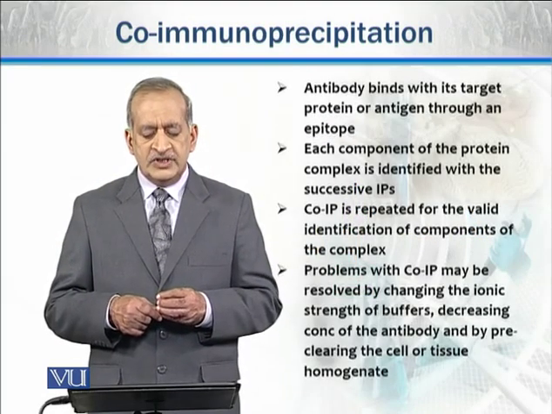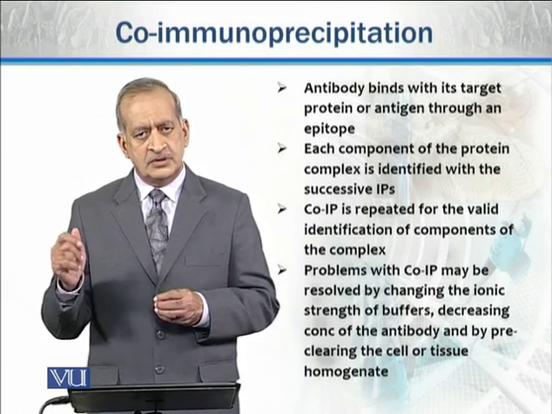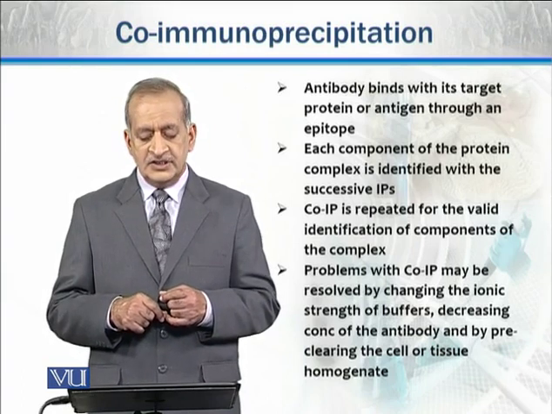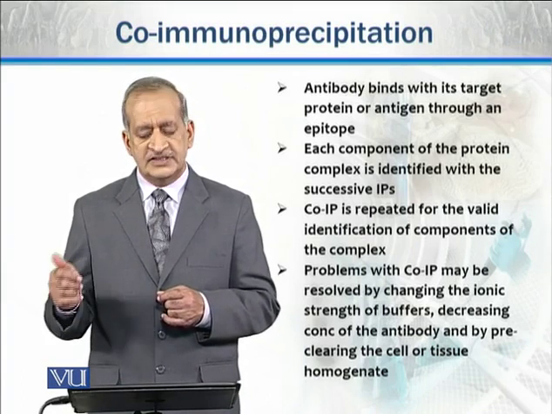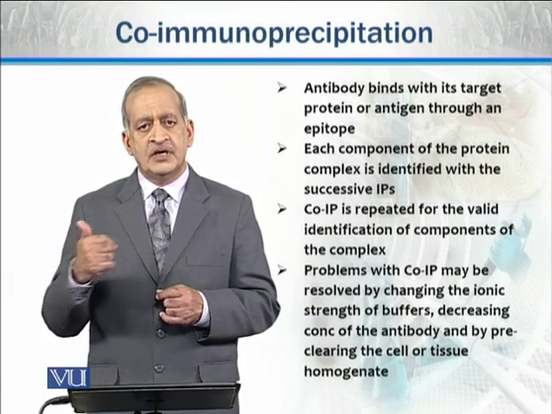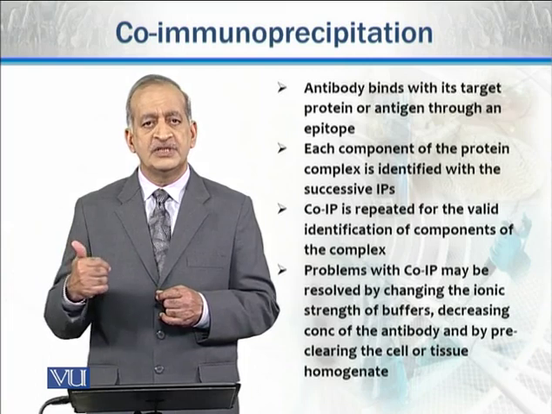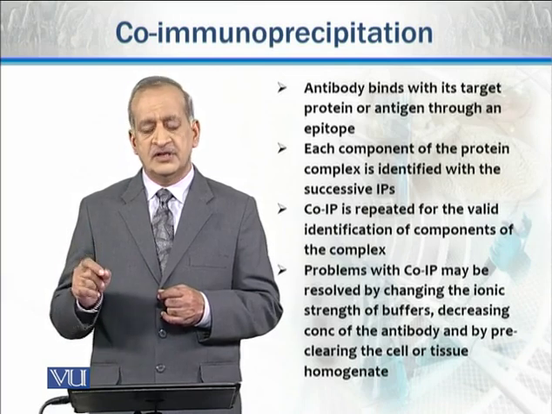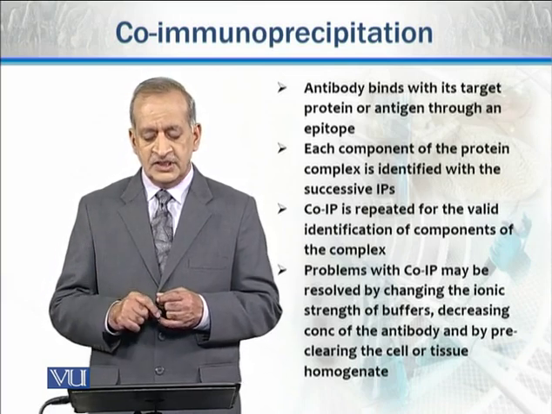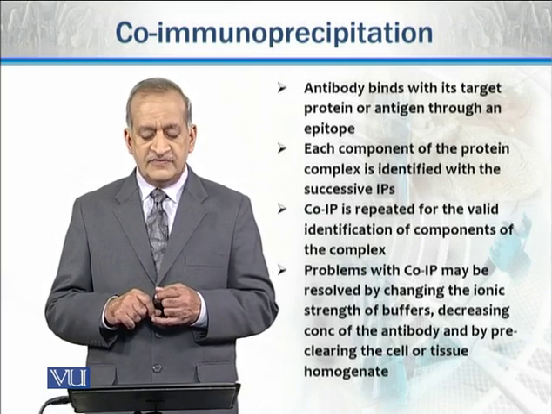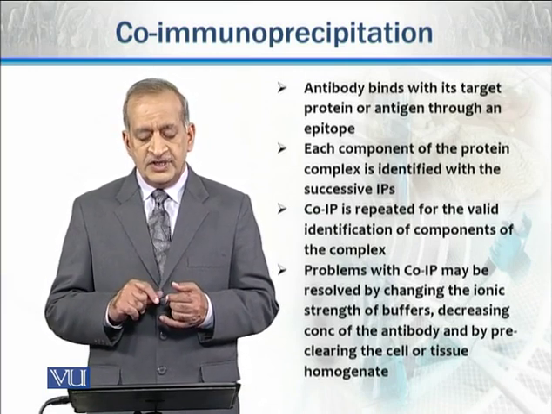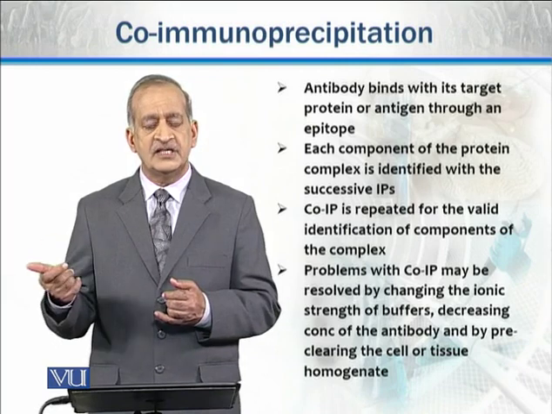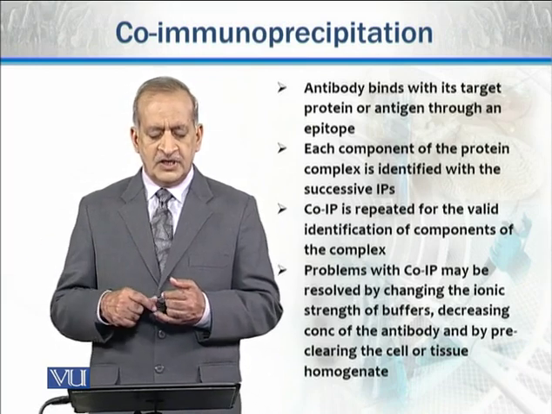The antibody binds with its target protein or antigen through a particular epitope, and each component of the protein complex is identified with successive immunoprecipitations. So obviously, as we carry out these steps of successive immunoprecipitation, each component can be identified by using respective antibodies against those antigens. Co-immunoprecipitation is repeated for the valid identification of components of the complex. Obviously, since antibodies are specific against their antigens, we can identify them using them.